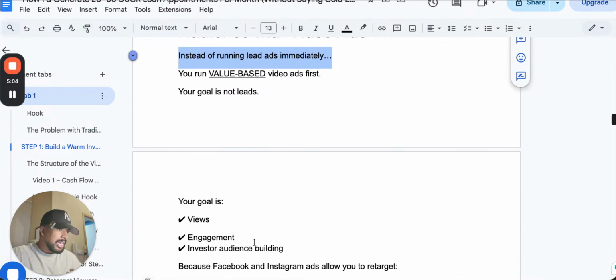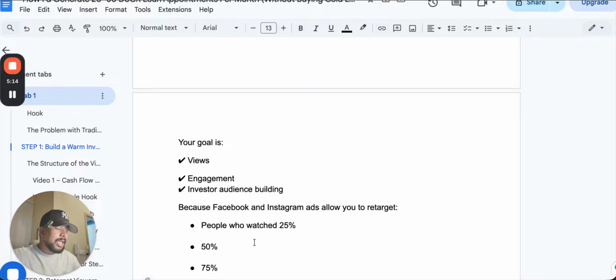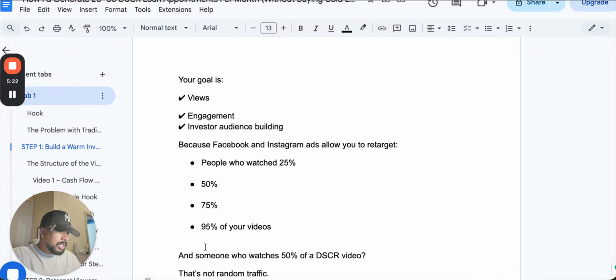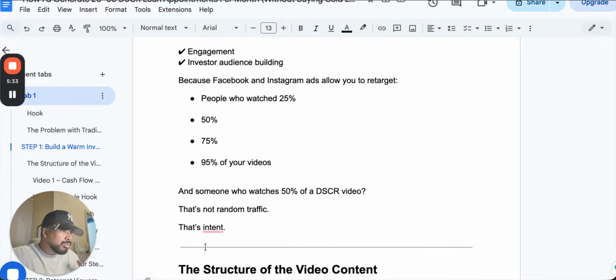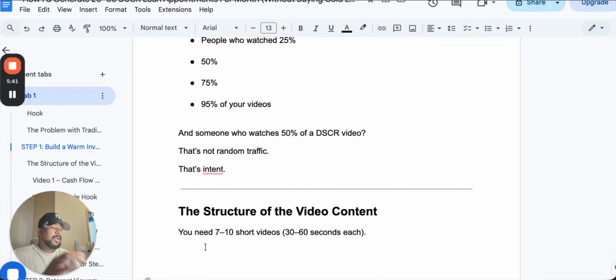The goal we have is to collect views, engagement, and build a pool of investors who trust us from the first video. Facebook and Instagram ads allow you to show the ads again to those people who have actually watched 20%, 50%, 70%, or even 90% of a video. And someone who watched half the video you have posted is not just randomly watching it. Those people are highly intentful, and they actually want to learn more about the whole product or just more about you. So this is the first step.